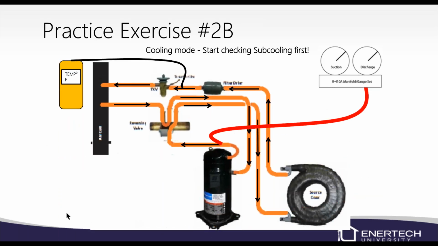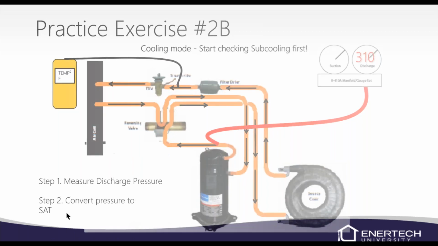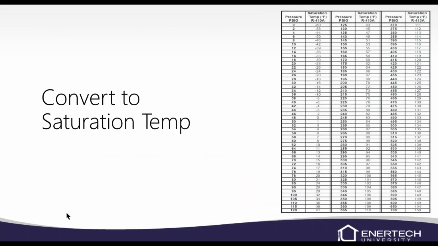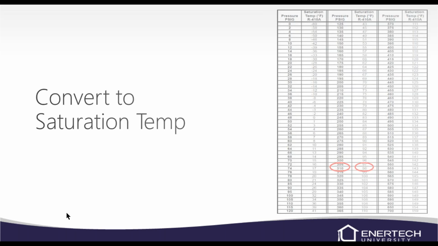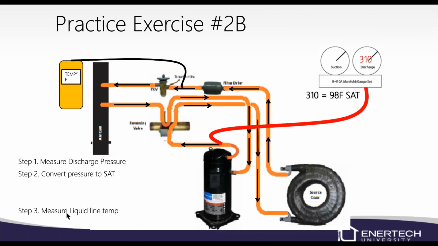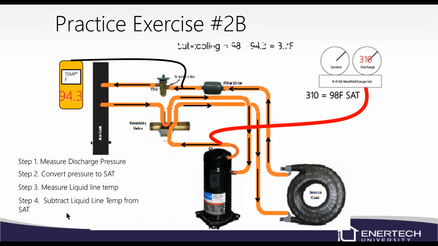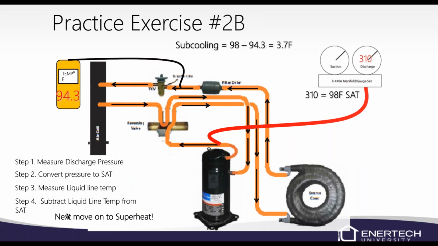We'll go through one more here. Now we're in cooling mode. Discharge pressure of 310. We convert that to temperature. So 310 is 98 degrees. Measure our line temperature of 94.3. And so we have 3.7 degrees of subcooling. If you remember the 10 and 10, you're already thinking, well, that seems kind of low. But we'll go ahead and check our superheat.